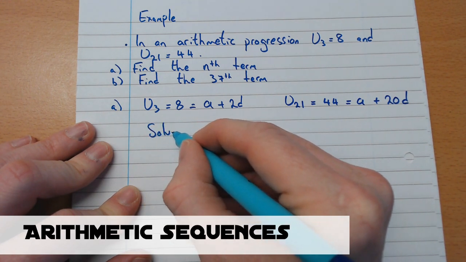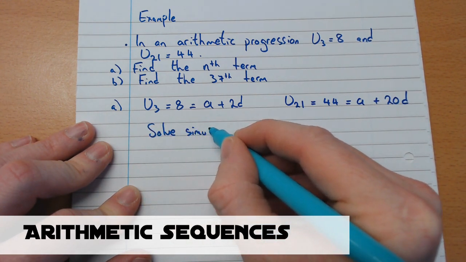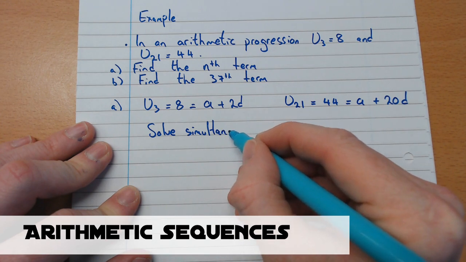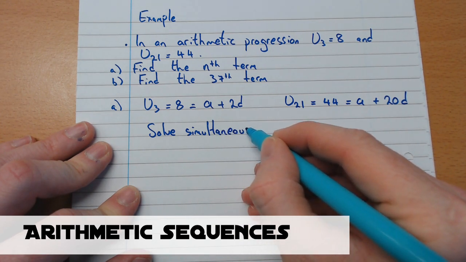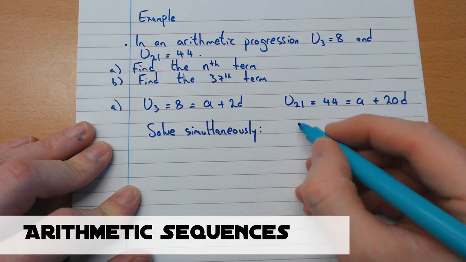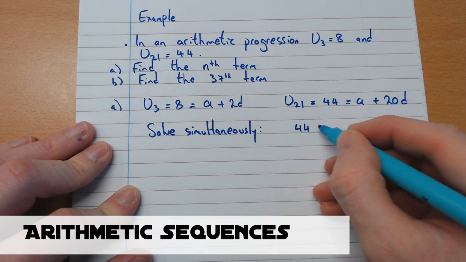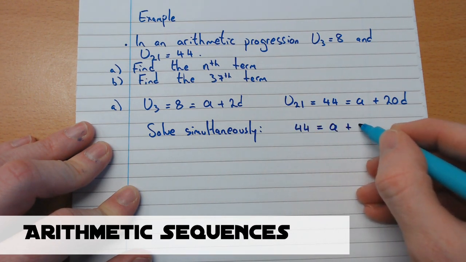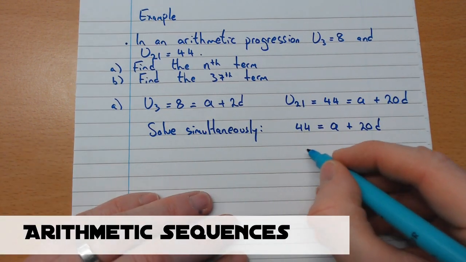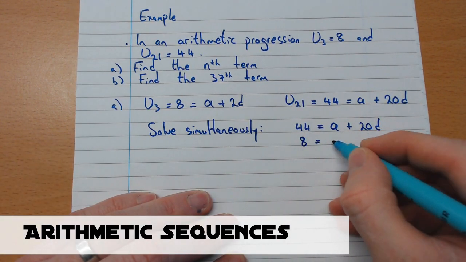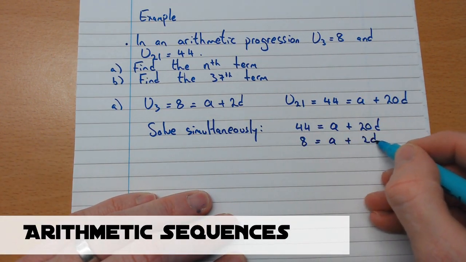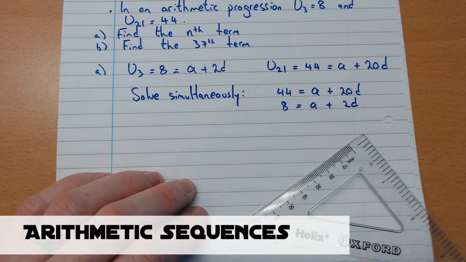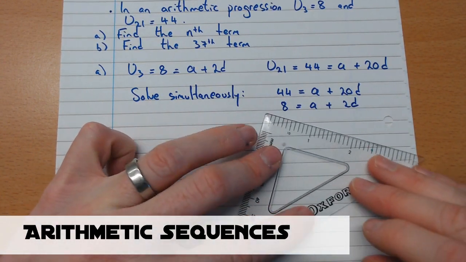Now I'm going to solve both of these simultaneously. So I've got 8 equals A plus 2D and 44 equals A plus 20D. Write them one above the other, put the biggest one on top. So 44 equals A plus 20D on top. Directly under it, I have 8 equals A plus 2D. And I'm going to subtract them. Subtracting shouldn't be a problem for you at this stage, I hope.